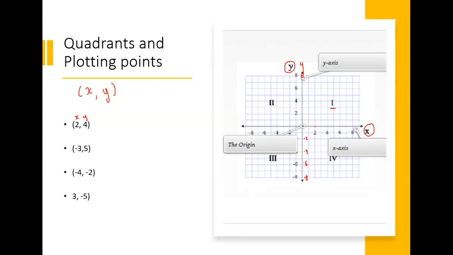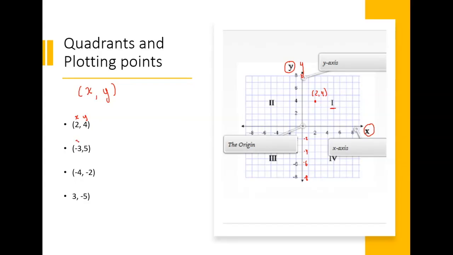So for my first point, I have an x value of 2, so that's where my x is 2, and a y value of +4. I'm going to go up to a positive y value of 4, and that's going to be my point. We usually label the actual point, so I'm going to put the coordinate above it. So that is my point for 2 and 4.